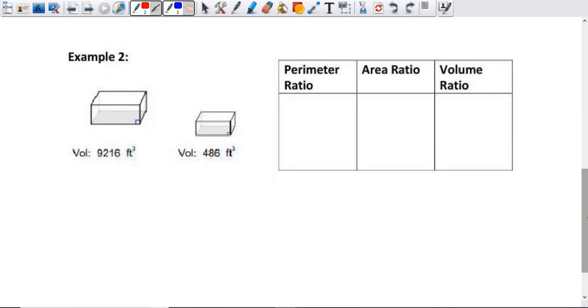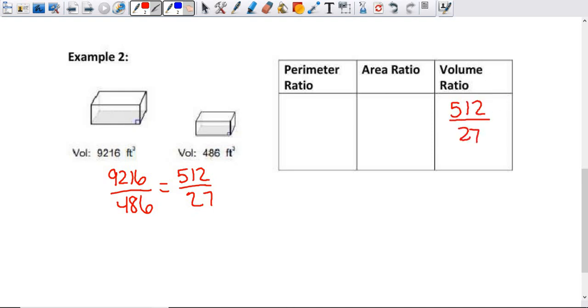So, example 2 now, we see that it actually gave us volumes this time. So if we're starting with volumes, we put these in a fraction. And still, even though these are the volumes, our first step is going to be to simplify this. Remember, you can use your calculator, throw this in math, enter, and it simplifies to 512 over 27. And since that came from volumes, we actually just found our volume ratio. So now this is our A cubed to B cubed.